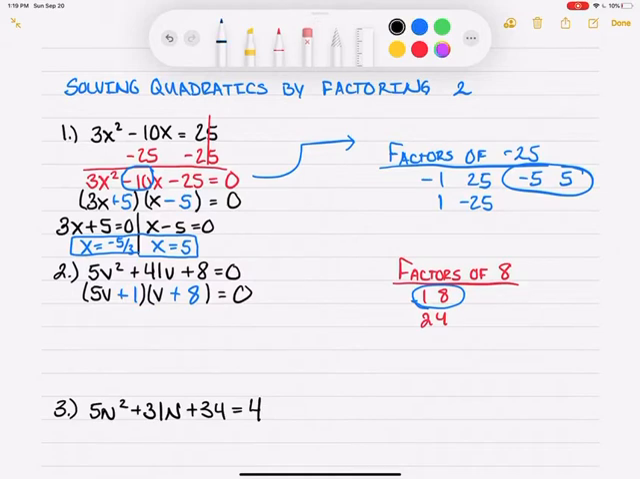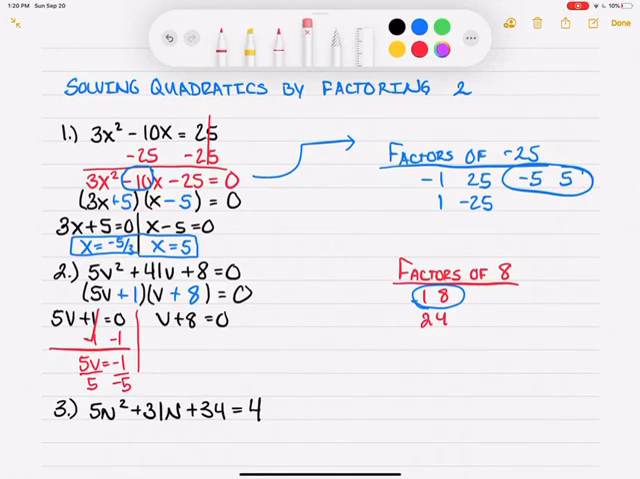I'm going to take my binomials and set them both equal to 0. When I solve, I end up with v equals negative 1 over 5, and v equals negative 8.